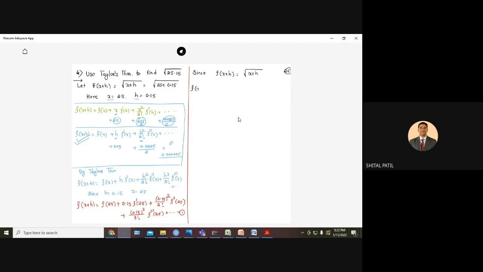So what will be f of x? We have to replace x plus h by x. Root of x. What will be f dash? 1 upon 2 root x. What will be f double dash of x? So x raised to minus half. Right now, derivative, I think anyone knows. So minus 1 upon 4 and x raised to minus 3 by 2. F triple dash: x raised to minus 3 by 2, minus 3 by 2, so minus minus it will be plus. Minus sign over. x raised to minus 5 by 2.